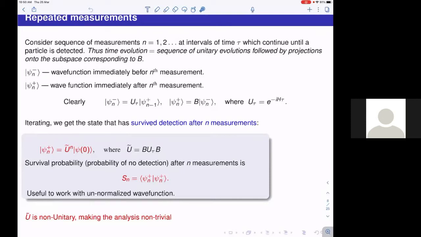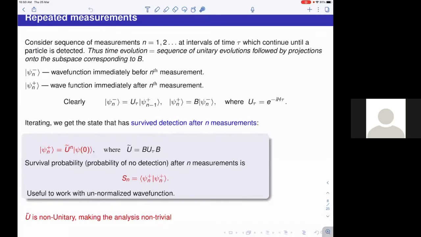Okay, and then you can show with a bit of calculations that the survival probability is actually given in terms of this wave function. So this is now, you can see that it's not a normalized wave function, but this is what is useful for calculating the survival probability.